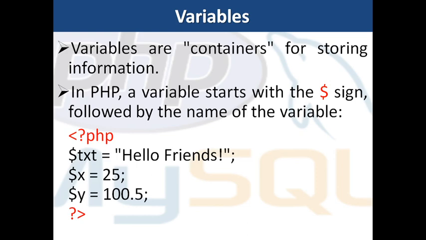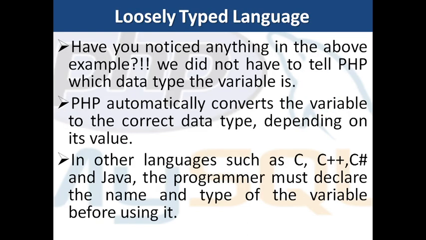PHP script, less than angular bracket, question mark, PHP, and you can start declaring variables as $txt is equal to hello friends, $x is equal to 25, $y is equal to 100.5. Have you noticed anything in the above example? We did not have to tell PHP which data type the variable is. PHP automatically converts the variable to the correct data type depending on its value.